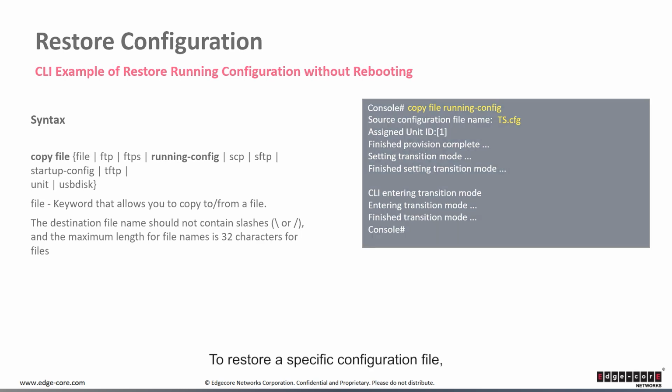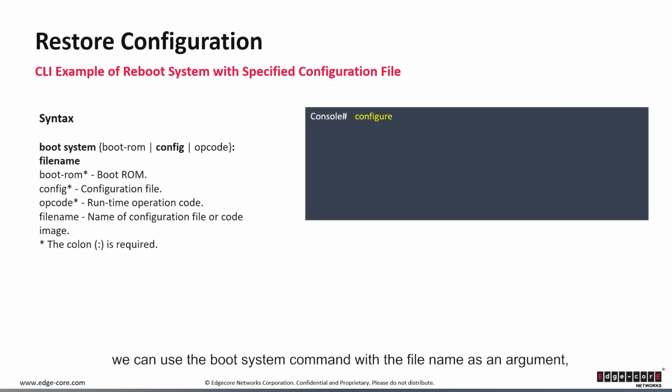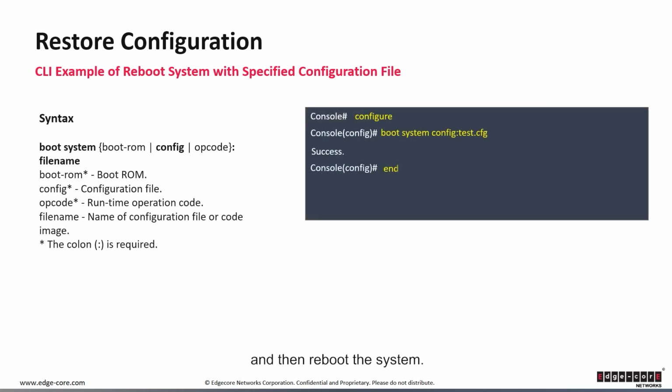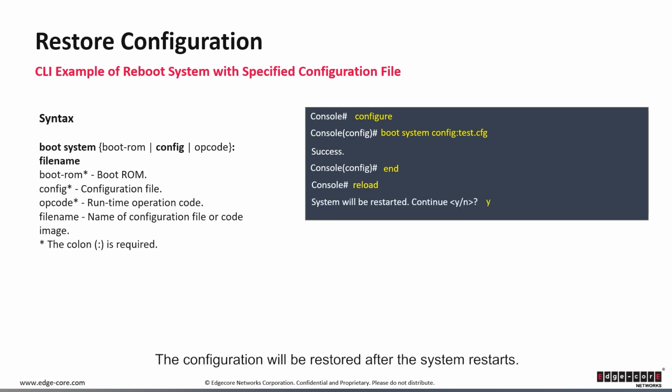To restore a specific configuration file, we can use the boot system command with the file name as an argument, and then reboot the system. The configuration will be restored after the system restarts.